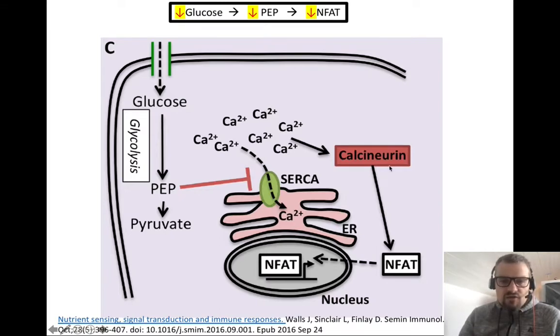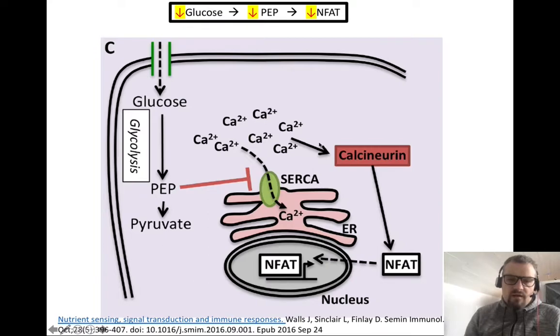And calcineurin is sensitive to calcium levels. So basically you get activation of T cells, you get a release of calcium from the ER here, and then you get activation of calcineurin, NFAT translocation. But as with everything else, when you activate a signal, you always have to turn it off again, and this is where this transport becomes important.